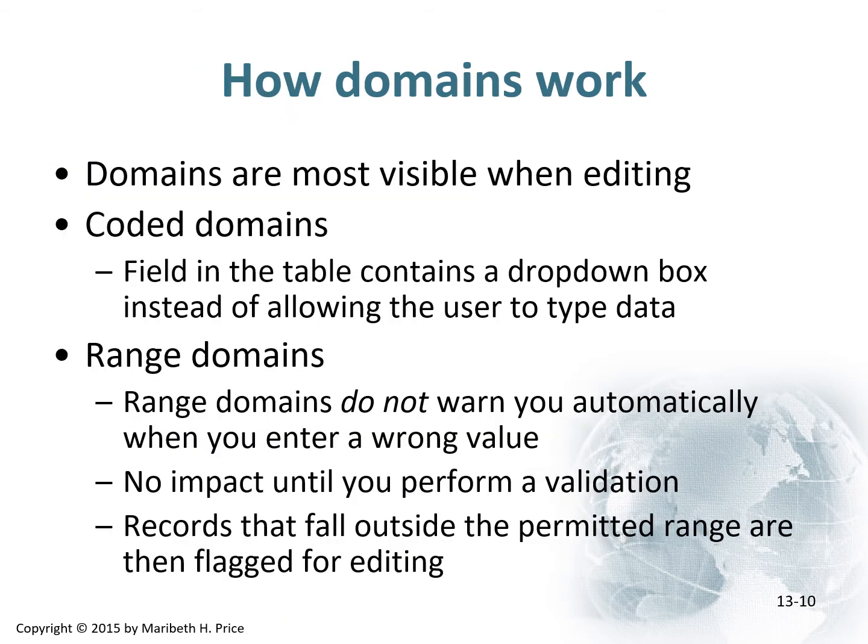How do they work? Domains are most visible when you edit things. Coded domains are fields in the table of contents. They basically just have a drop-down box, and so instead of you typing everything in, you simply select stuff, and so that turns out to be a big help. Range domains, again, like I said earlier, you can put values in that are outside the range, but as soon as you do a validation, it's going to say, whoa, hey, something's wrong with that, and then you have to go fix it.